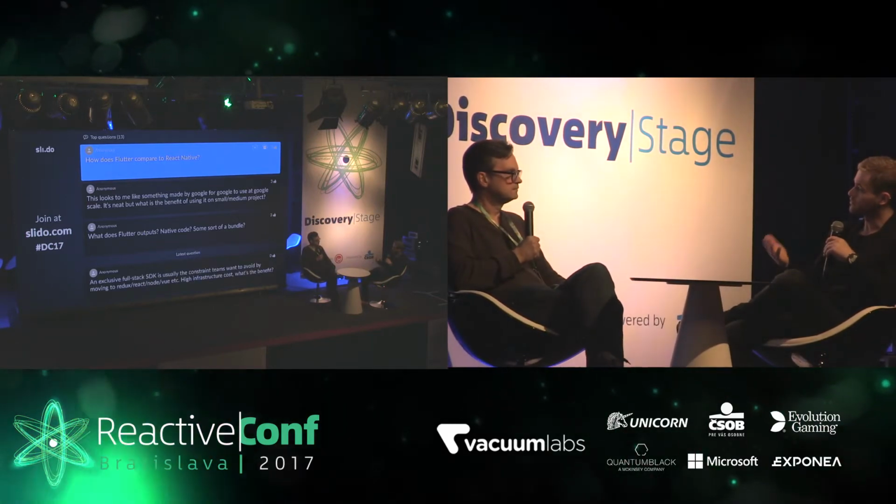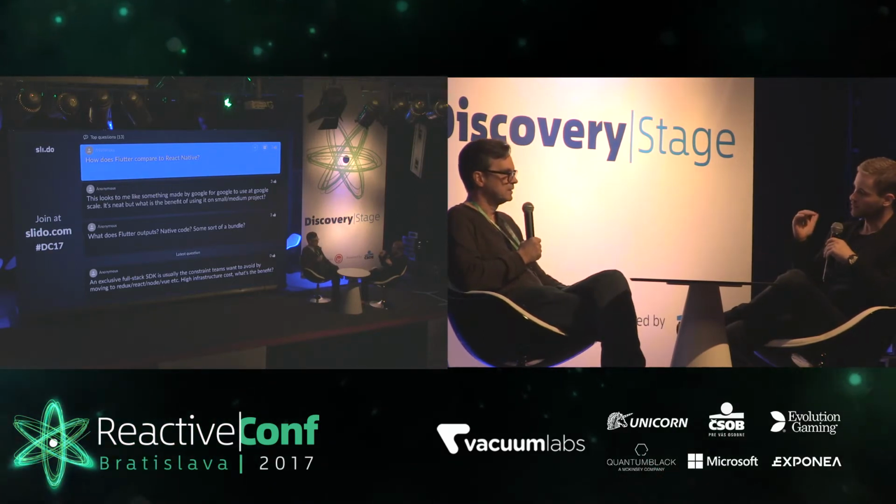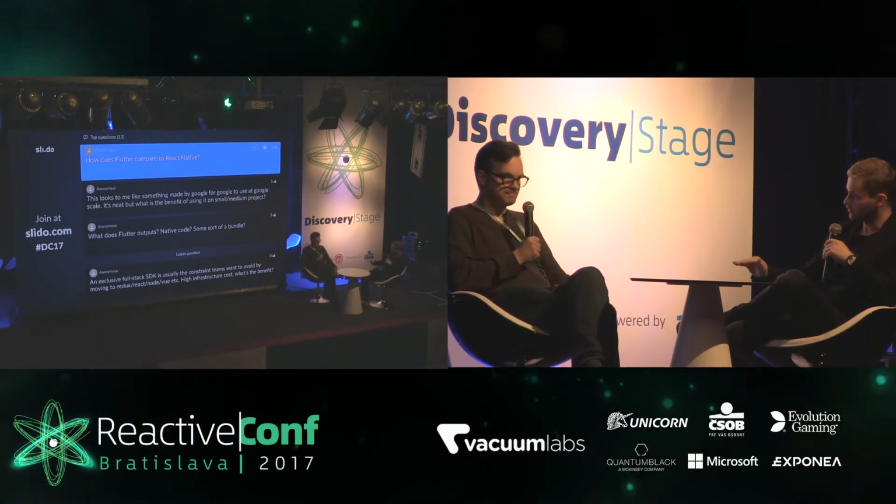So along those lines, what does Flutter output? In the sense that React Native is obviously binding to the existing UI libraries, is Flutter just compiling down to native code and driving everything itself?